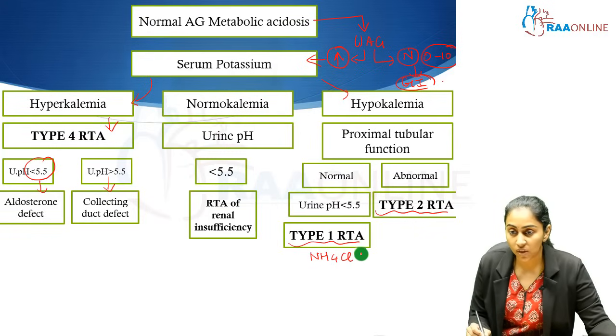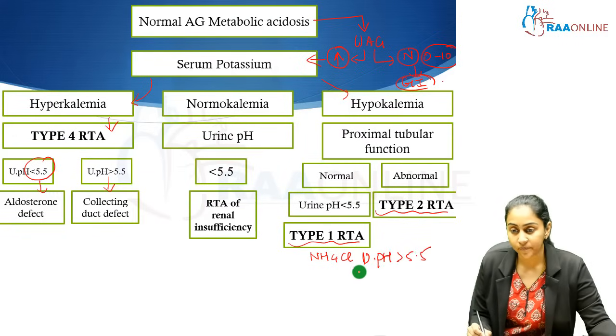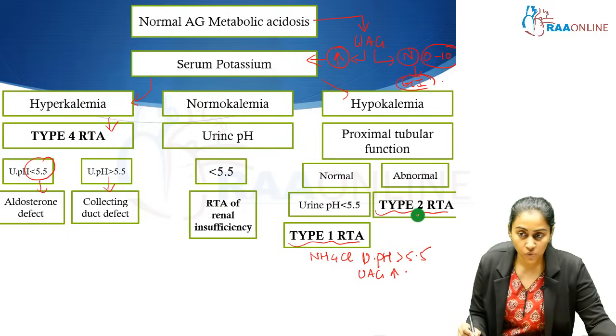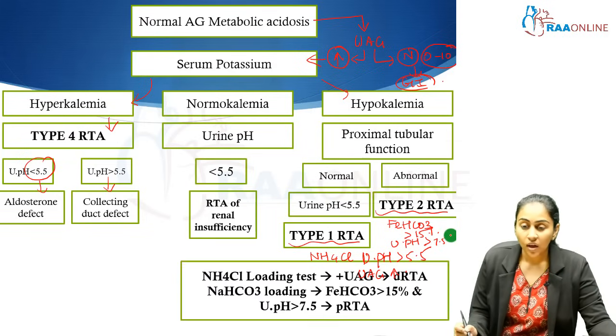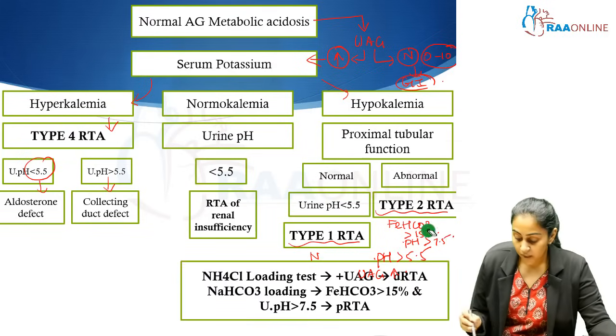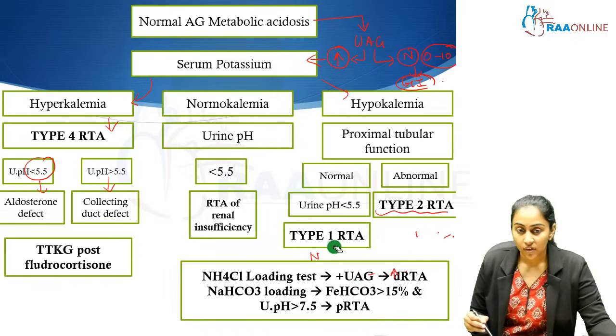With ammonium chloride loading test in distal renal tubular acidosis, the urine pH still remains above 5.5 and the urine anion gap will be high. This is not the case with type 2 renal tubular acidosis. Further, to confirm this, you do a sodium bicarbonate loading test, where you find that the fractional excretion of bicarbonate is going to be more than 15% and the urine pH increases to above 7.5 with alkali loading. So, this is the primary role of these tests.